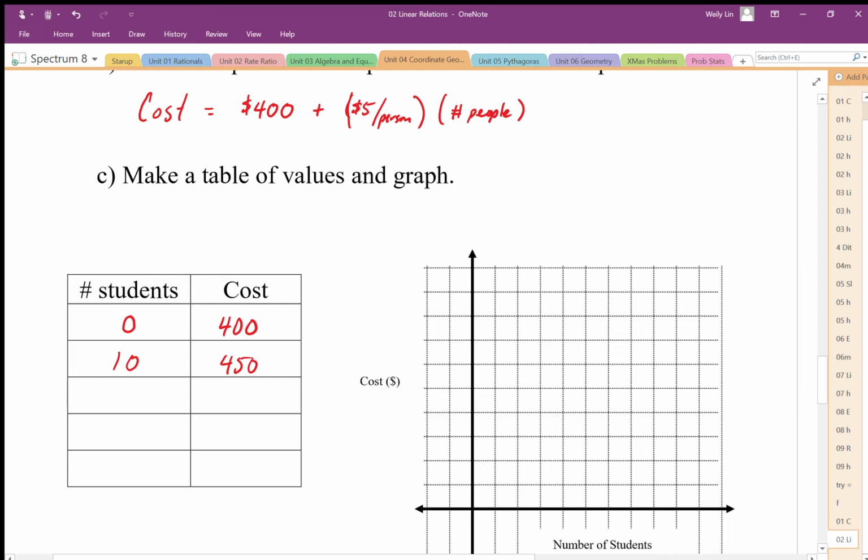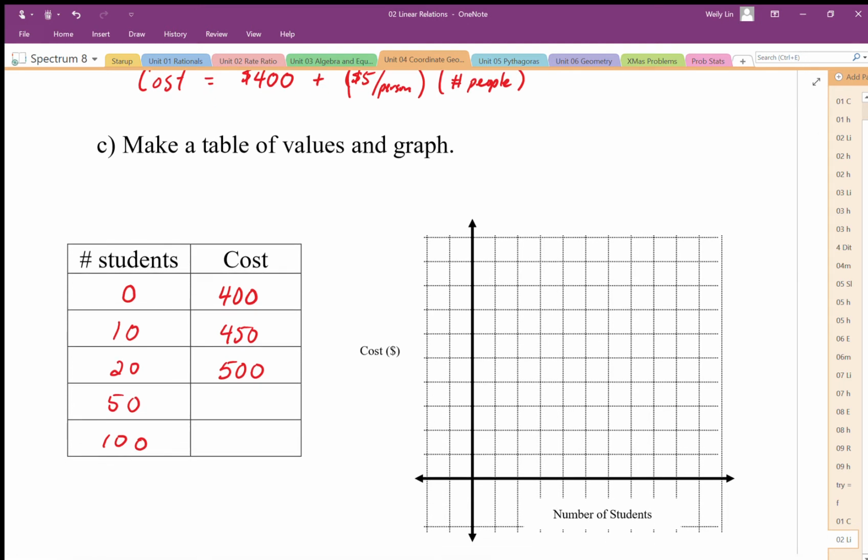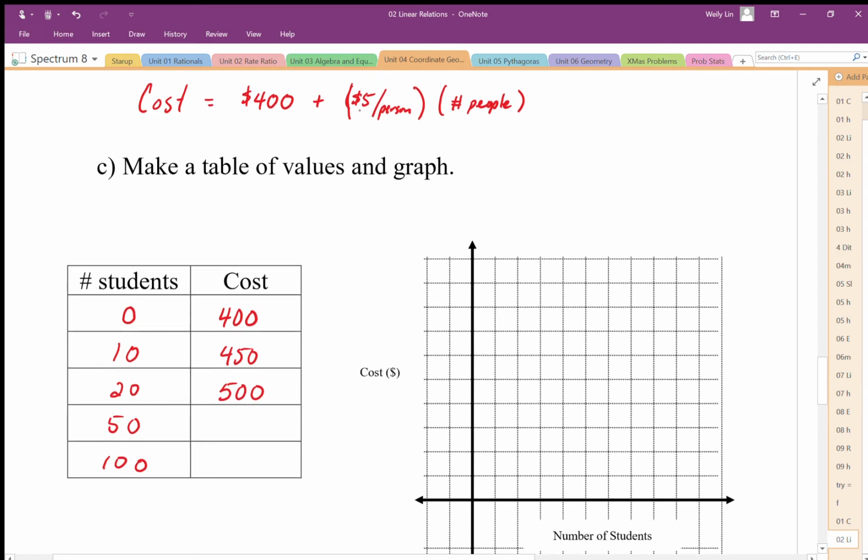Okay. I'm going to go up to 20. That's going to be $100 plus the DJ. Okay. I'm going to go up to 50 and 100. Now you may have chosen different values depending on how big your school dance is going to be, but I'm going to say my school dance is kind of small, 100 people. So 50 people is going to cost $5 times 50 plus 400. That's going to give me $650. And 100 is going to cost $900.